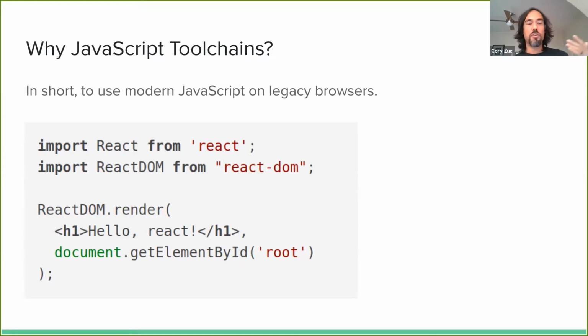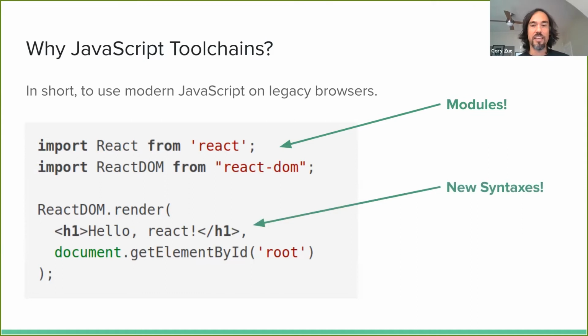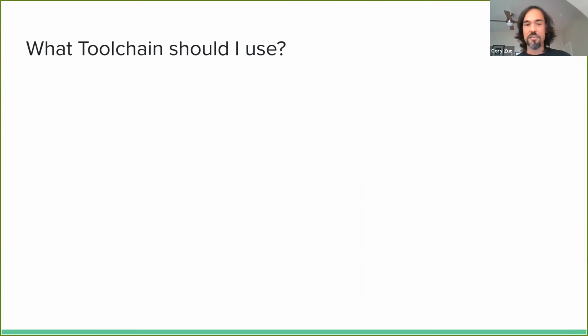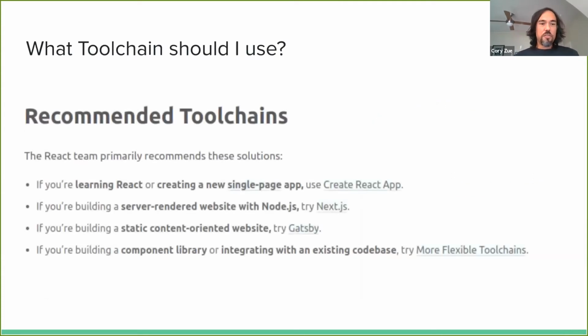And so what toolchains do is they let the JavaScript world continue to advance, to continue to add good stuff. They added modules, so you can do imports just like you can do in Python. They added new syntaxes that make building UIs easier. And a toolchain will let you write your code this way and then turn it into something that actually still works on any browser. And so once you learn that, it's like, okay, what toolchain should I use?